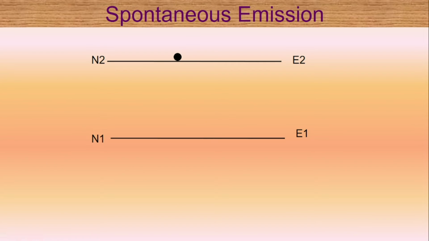Now let us see about spontaneous emission. As we know, after absorption the atom is in excited state, and in this state the lifetime of the atom is in the order of 10 to the power of minus 8 second. After this time, the atom comes down to ground state by releasing a photon of energy h nu, and this process is known as spontaneous emission.